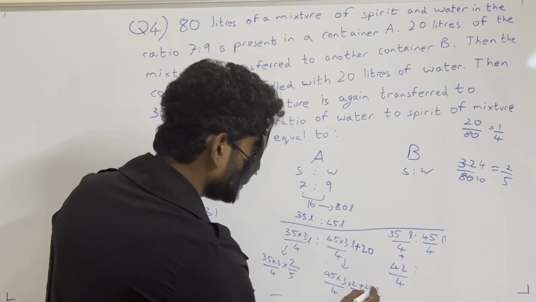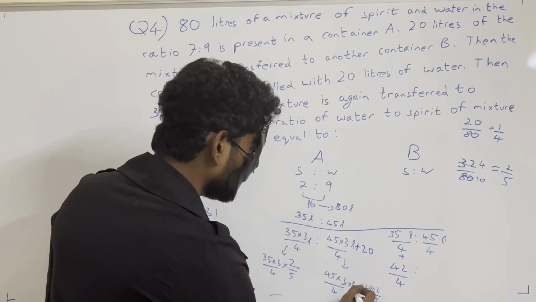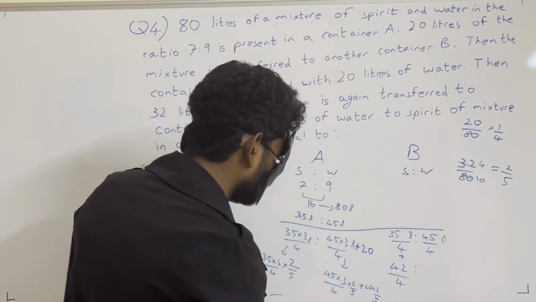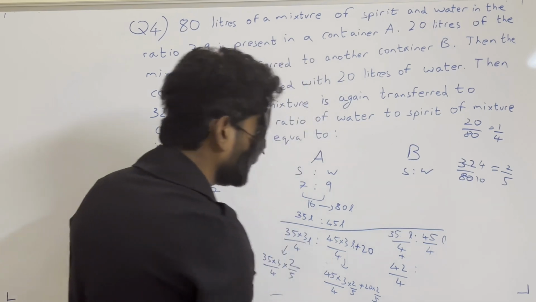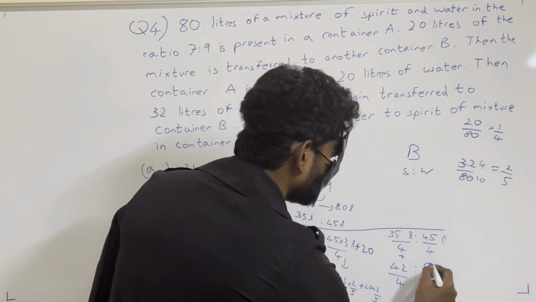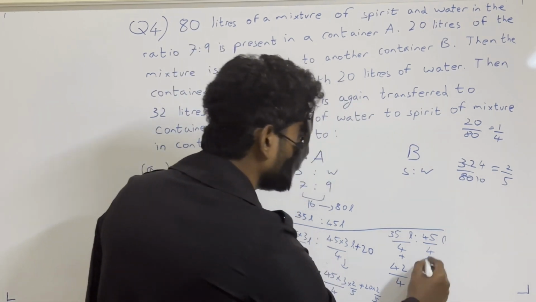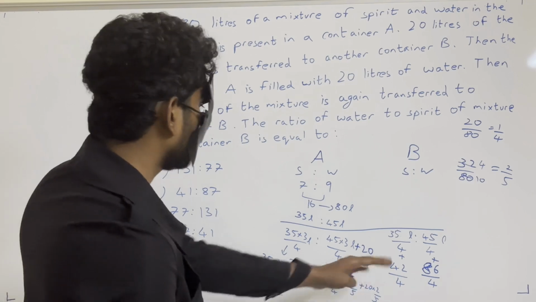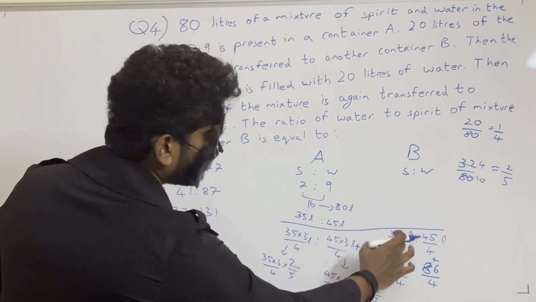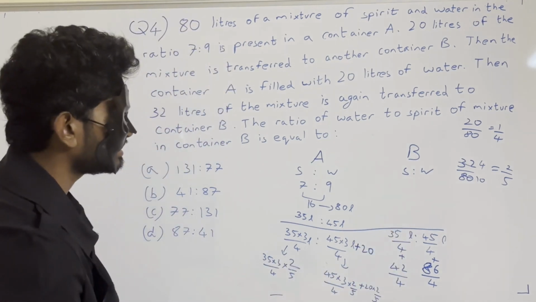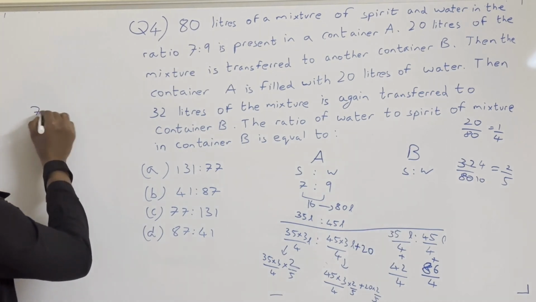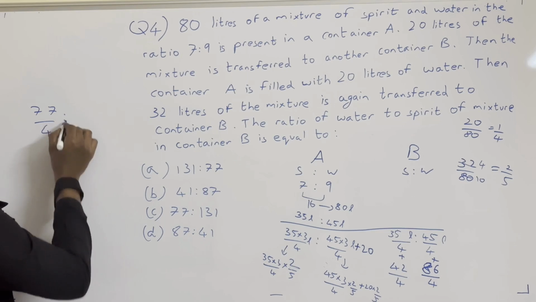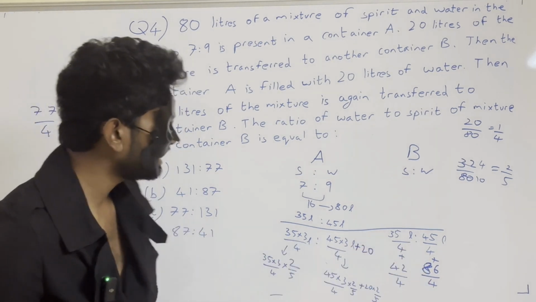Which is nothing but 54 plus 32, which is 86. So 86/4, right? These two will be adding. Now add them. What will be the ratio of these two? 35/4 plus 42/4 is 77/4. So 77/4 is to 45/4 plus 86/4.